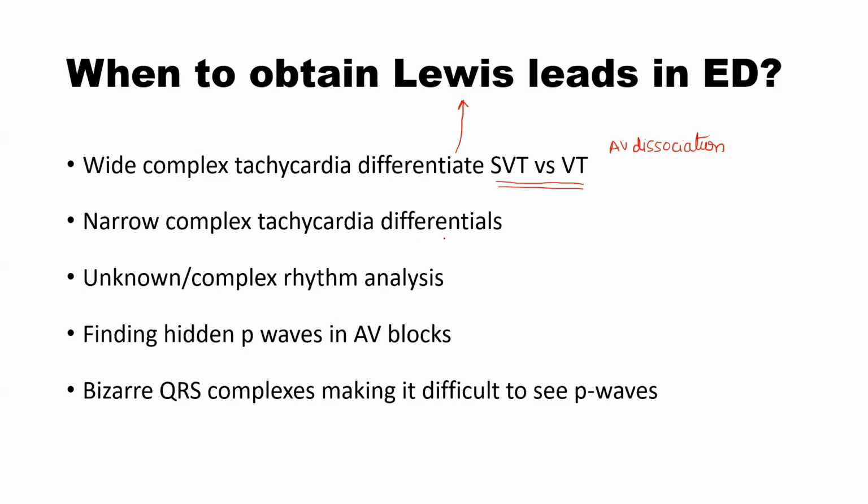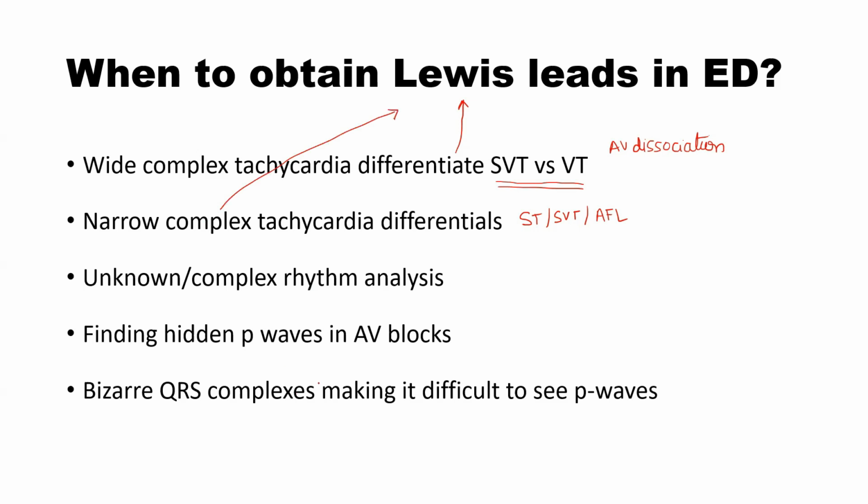Many times, a narrow complex tachycardia is so fast that the P waves and the T waves get too close to each other, and it is really difficult to differentiate sometimes between a sinus tachycardia, a supraventricular tachycardia, or an atrial flutter. More so, the differentiation between these arrhythmias is based primarily on the atrial activity. So, if it is a tough case of narrow complex tachycardia, you may take the help of the Lewis lead again.